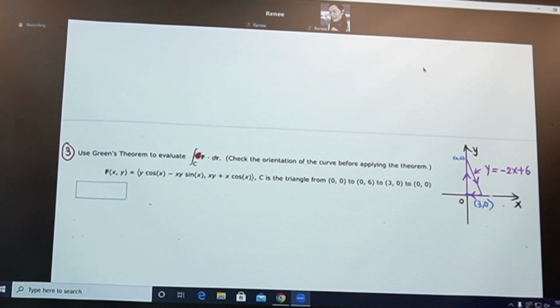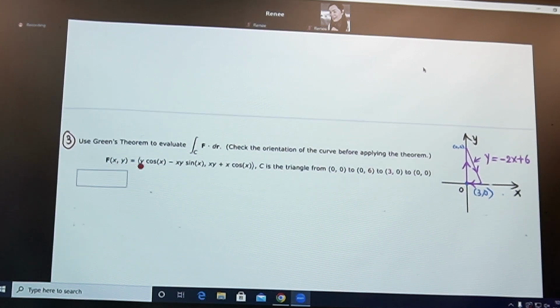Okay, the next one. Use Green's theorem to evaluate this integral. The F here, think about that like a vector field, okay? And then over this curve C. So they give you this vector field right here, F of x, y equals this. And then they give you the curve C. The curve C here is a triangle. So I draw it over here next to it, okay?